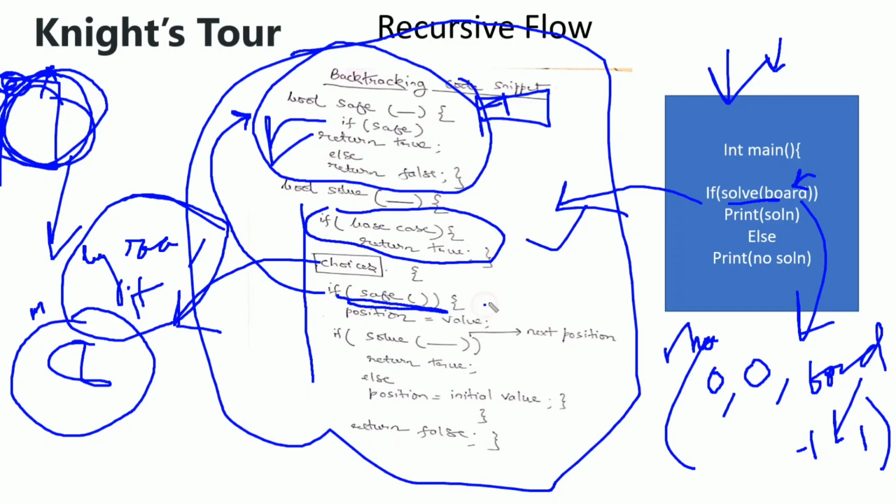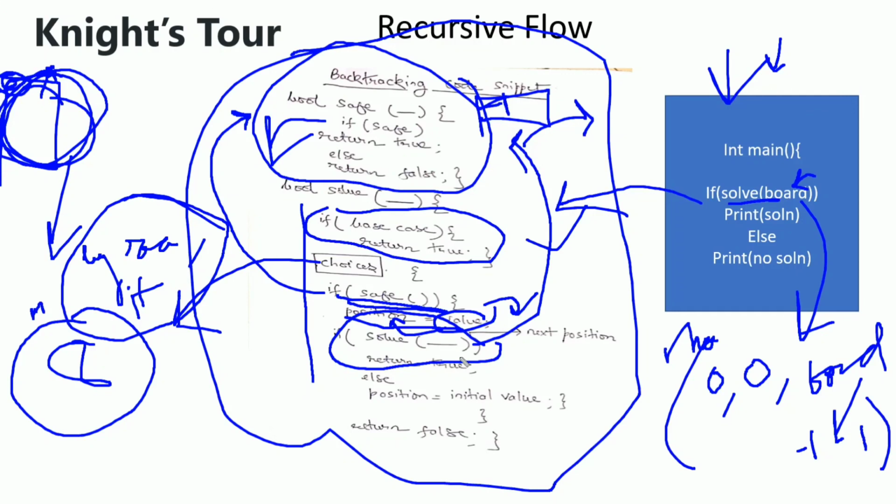So suppose yes, safe returns true. Now we'll put the move number in the position and again recur for the next empty cell. And if this next empty cell leads to a solution, then yes, it will return true, meaning it will return true to the caller of that square. So every time the caller of the square will be this solve function, as this is a recursive function.